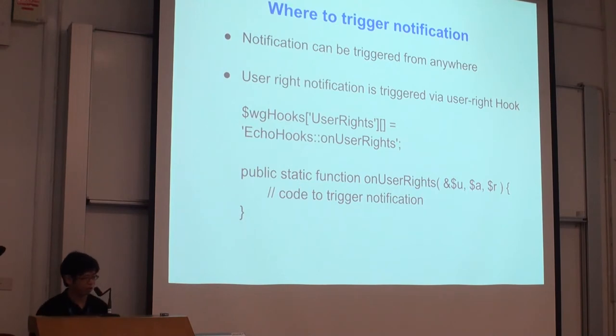Where to trigger notifications? A notification can be triggered from anywhere, like the hooks or after saving the page. In this example, this is the user right hook notification. It's triggered from the user right hook. What I'm doing here is creating a user right function and then registering that to the user right hook. Whenever a user right changes, it automatically creates a user right notification.